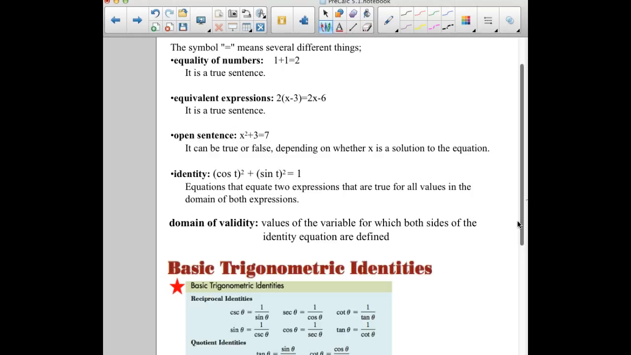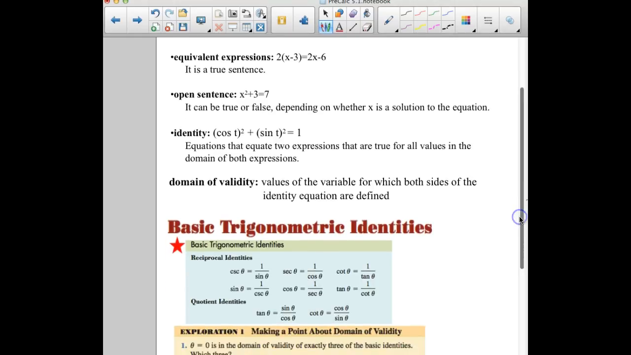And then the equal signs can be used in an identity, and we're going to be looking at a lot of trig identities in this chapter. So one of them says cosine of t squared plus sine of t squared = 1. It's based on our Pythagorean theorem. Identities are equations that equate two expressions that are true for all values in the domain of both expressions.